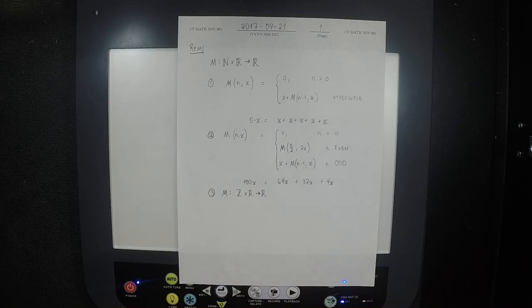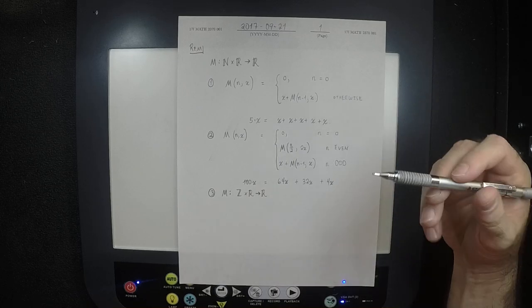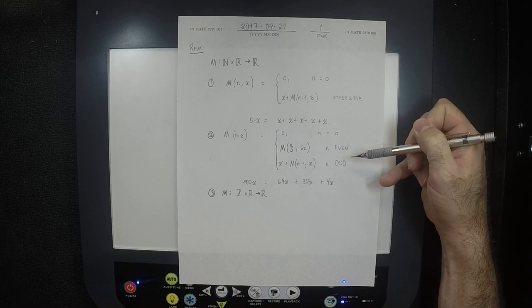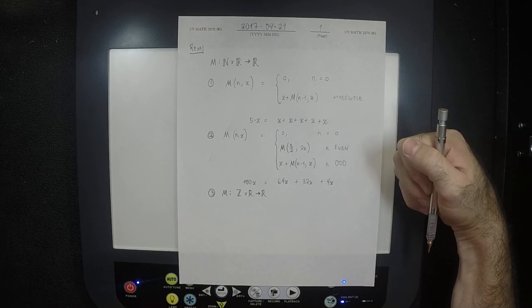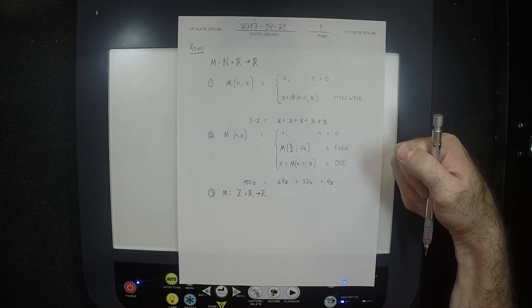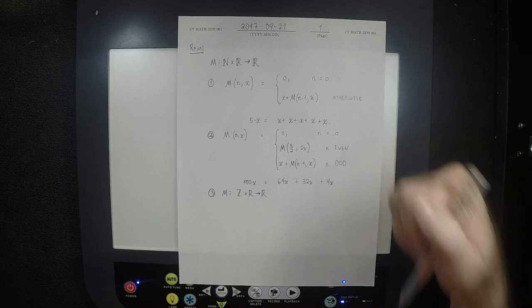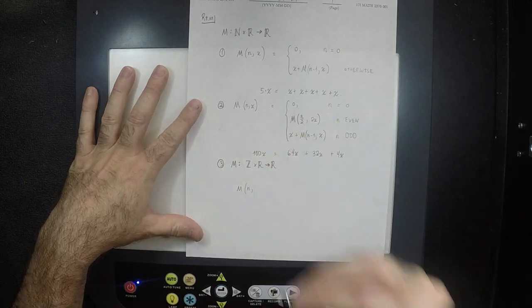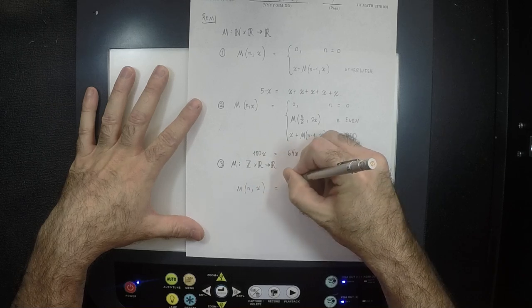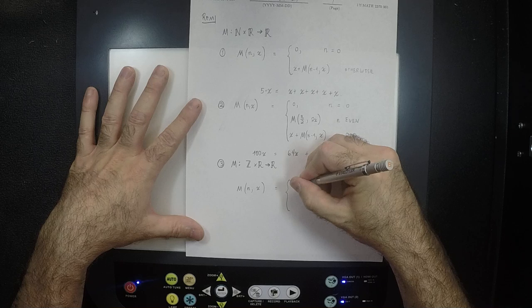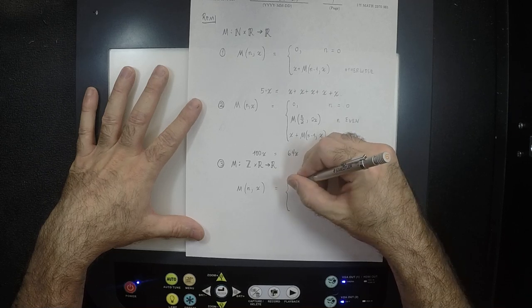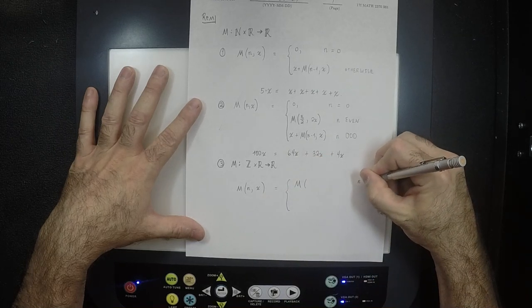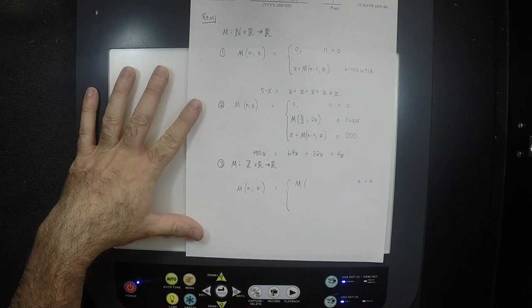So can someone come up with a definition for this? I'll give you a hint. It can be exactly the same as this one, except you need one more clause. What can you do? Yes? Okay, make the first argument positive. So how about this? The multiplication of n and x is, well, in the case that n is negative, we'll need to recurse to a positive n. So what positive n will we recurse to?